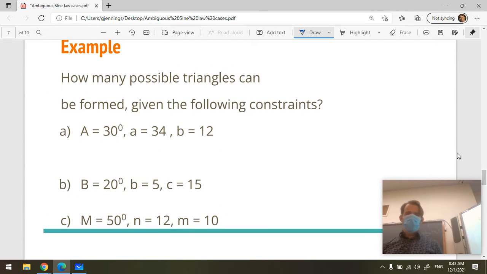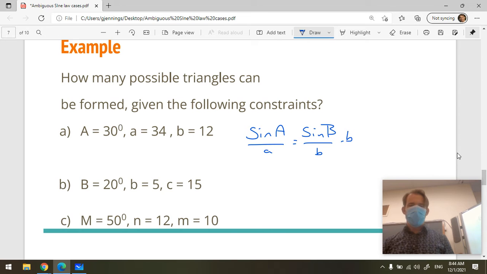So that's a situation where you have no triangles created by that thing. So we can use this idea to quickly find out how many triangles you could draw with these different diagrams. So let's take a look at these different situations and how we'd set that up. Here I would say, well, what's the value of sine A over A equals sine B over B? But I'm going to multiply both sides by B and evaluate this expression to check for what is the value of sine B.